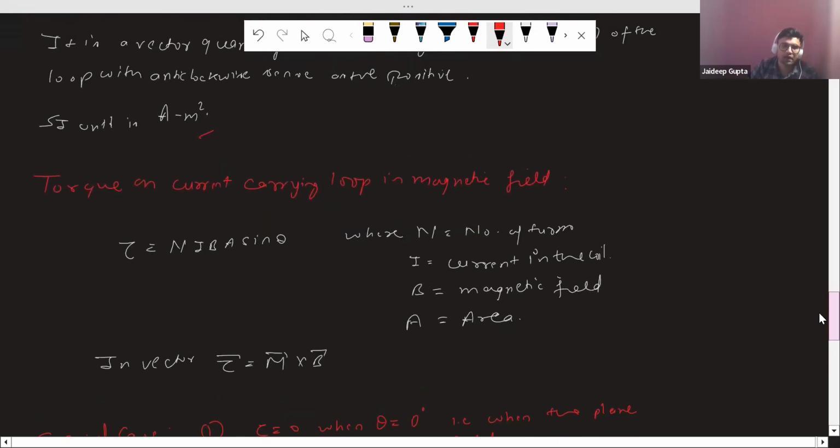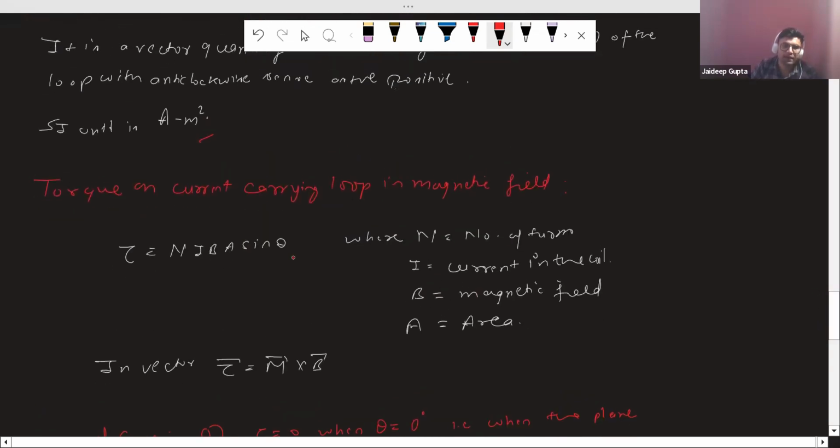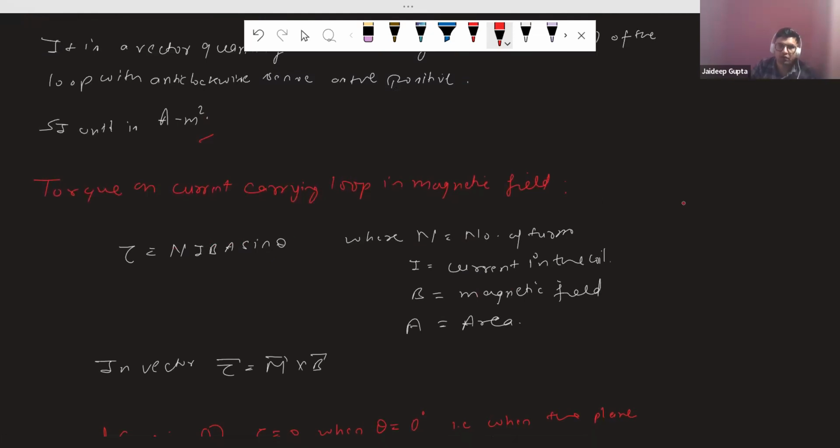Now, torque on a current carrying loop. Torque equals NIBA sine theta. If we place a current carrying coil in a magnetic field, it experiences a torque. That torque equals NIBA sine theta. Theta is the angle between the area vector and the magnetic field, I is the current, and N is the number of turns. In vector form, torque equals M cross B, where M is the magnetic moment.